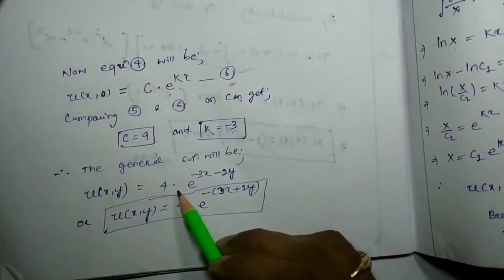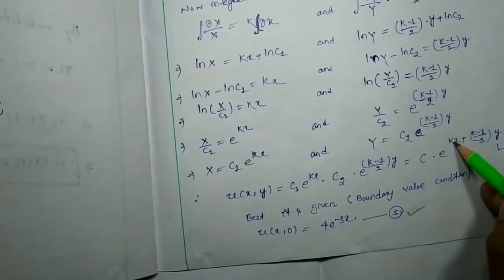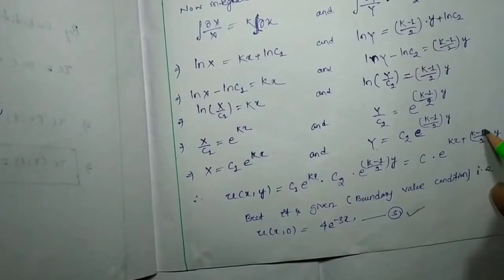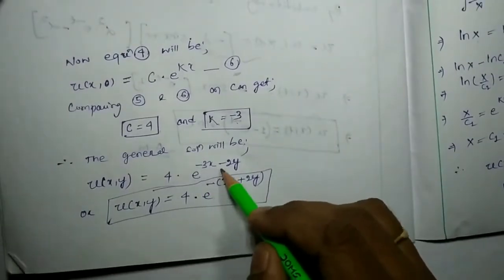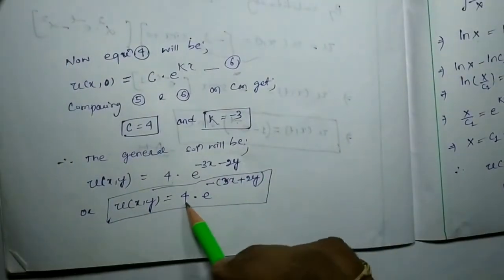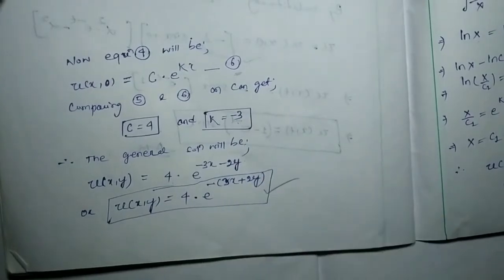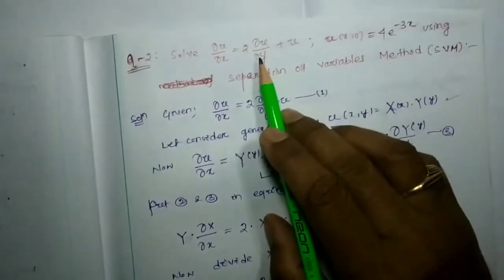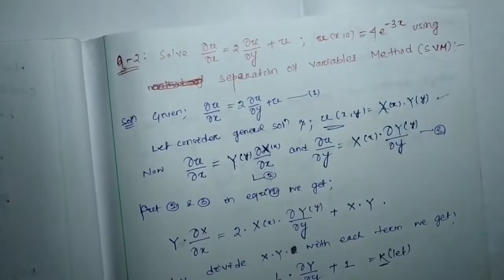into e to the power, instead of k we have to write minus 3x, plus here minus 3 plus minus 1 will be minus 4 by 2, equal to minus 2y. So e to the minus 3x minus 2y. So u(x,y) will be equal to 4 into e to the minus 3x plus 2y. This is the solution of the differential equation having this boundary condition, using SPM. So we have to move to the next question.